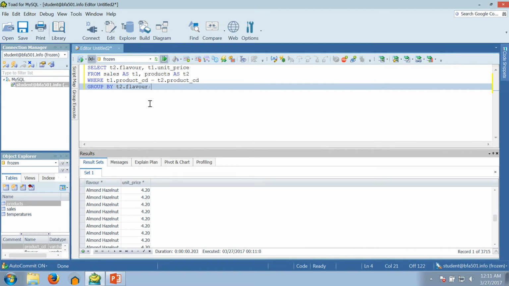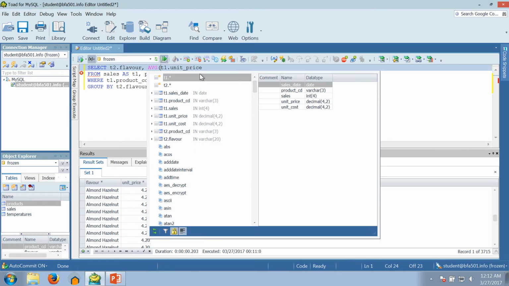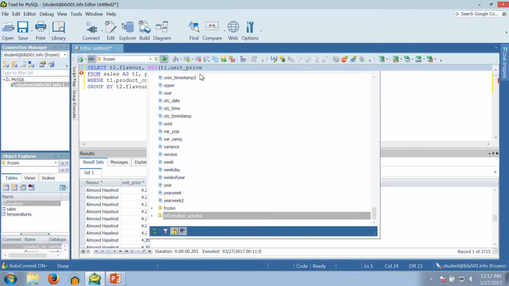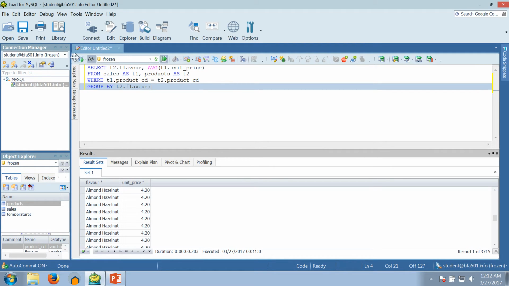The next thing is, for every group, we want to calculate the average of the unit price. So instead of just calling the unit price, we want to calculate the average of the unit price. And there we go. Let's give it a try. I will execute this one, and this is the result.